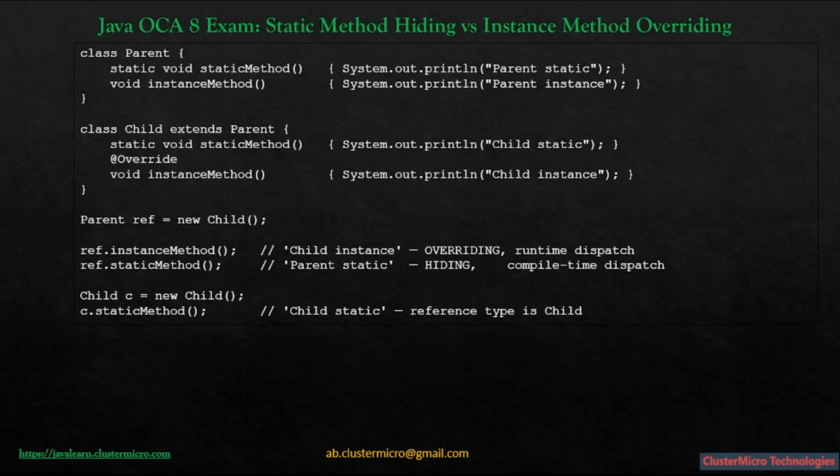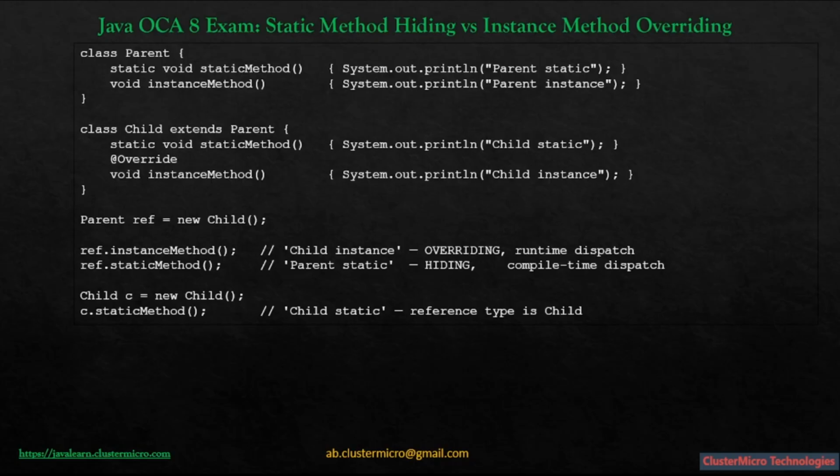This is called method hiding. Okay, Child's static method exists, but it does not replace the parent's. It simply hides it when called through a Child reference. And the third call, Child c equals new Child, c.staticMethod. Now the reference type is Child, so the compiler resolves it to Child's static method and the output is child static. Then we have static method hiding versus instance method overriding.